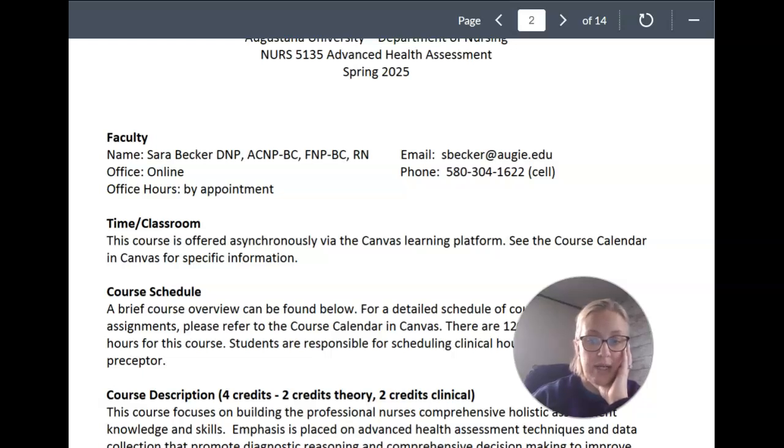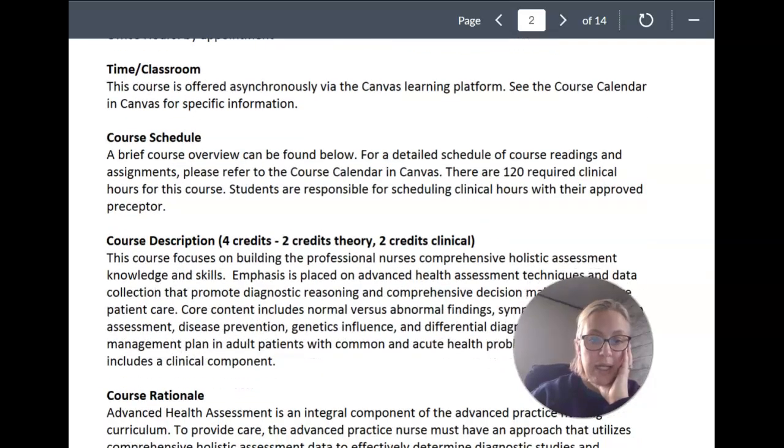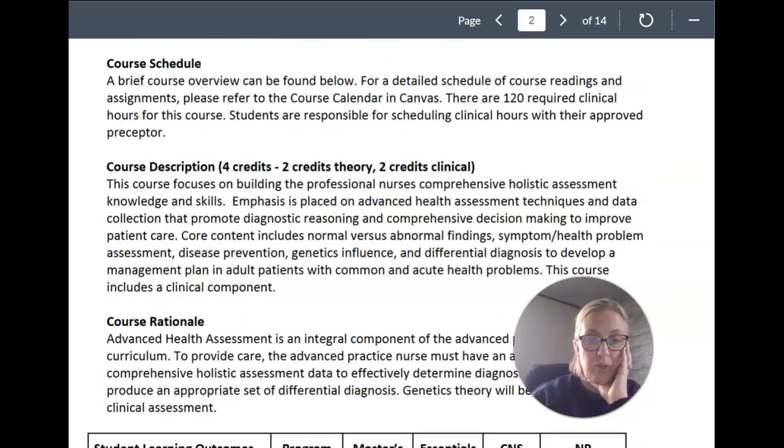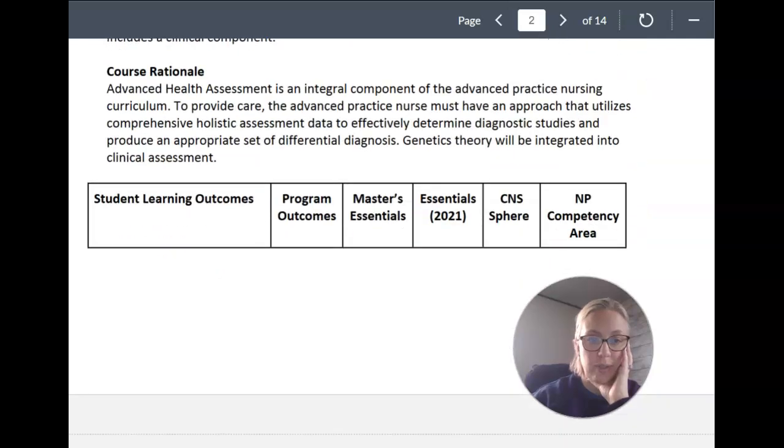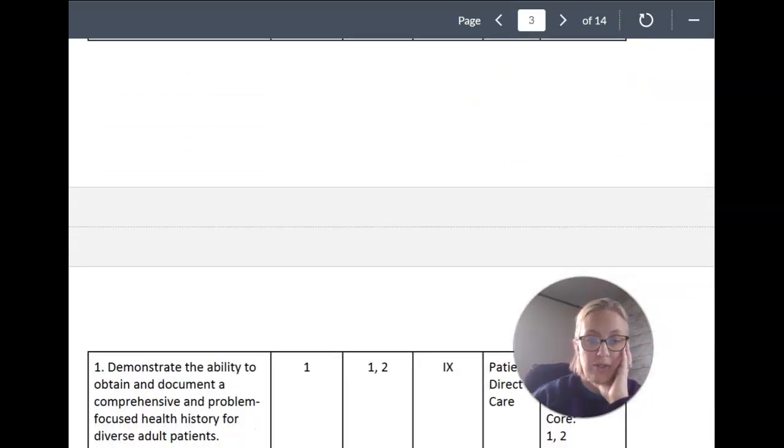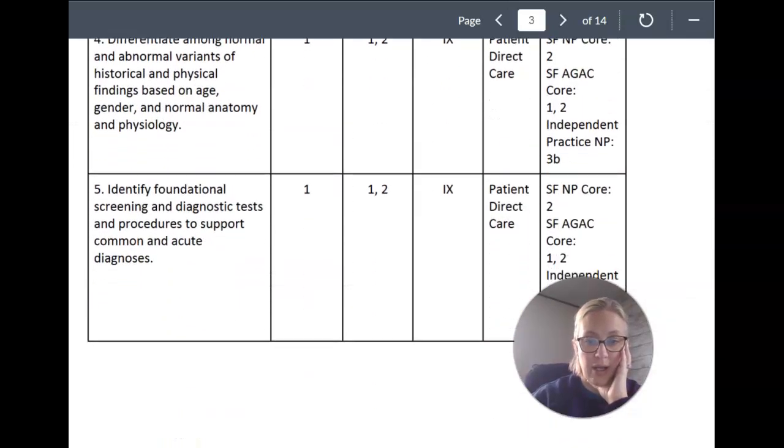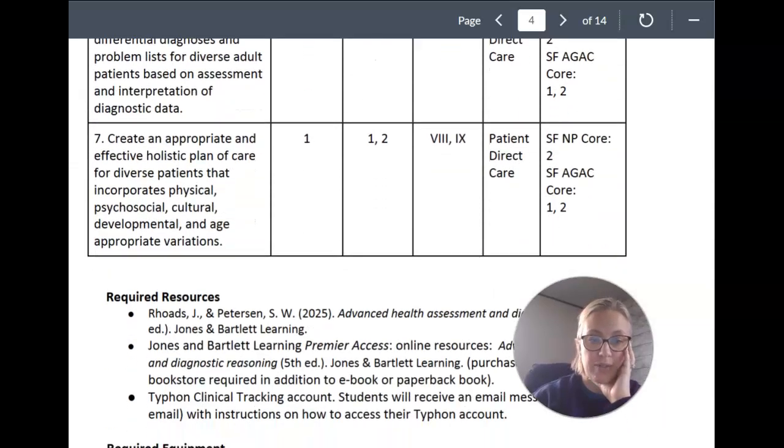There's a course calendar that is attached on Canvas as well. It's a 4-credit course, so that means we have 2 credits of theory or didactic classroom work, and then 2 credits of clinical. You can read through at your leisure the outcomes and the competencies that we're covering in this course.